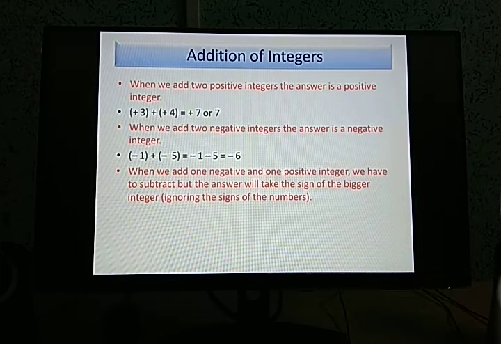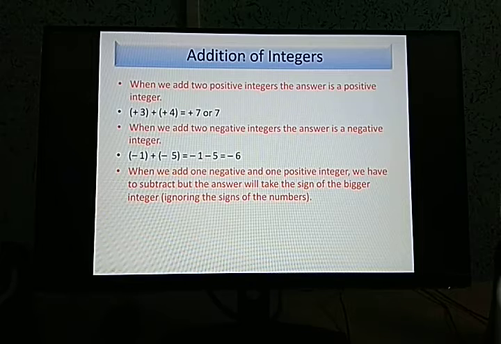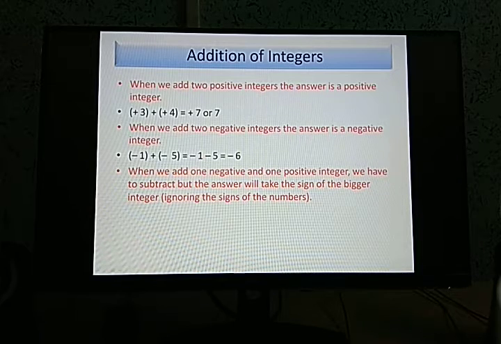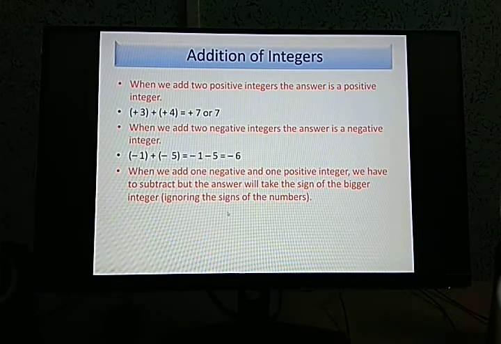Now moving on to the next case. Say one of the integers is positive and the other is negative. Then what would happen? Then the operation turns to subtraction. I know it's a little bit confusing, since the topic is addition of integers and subtraction comes in here. We'll see that. One more thing is also written in brackets: ignoring the signs of the numbers. Yes, we'll see that with the help of an example.